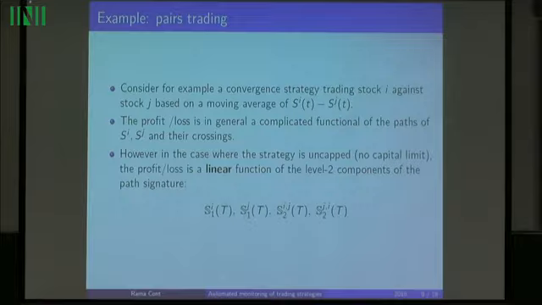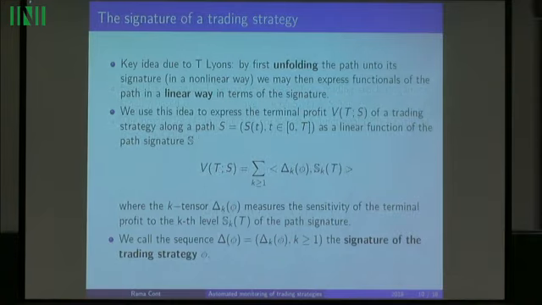Now, in general, we can't work this out explicitly, but the idea, due to Terry Lyons, is that if you first spend the effort of unfolding the path into its signature, this is a nonlinear operation because you start from the path and take these multiple integrals, so it's an effort you have to deploy initially. But once you unfold the path into its signature, which is a much larger object, then the functionals we're interested in can be expressed in a linear way in terms of this larger object that is the signature.